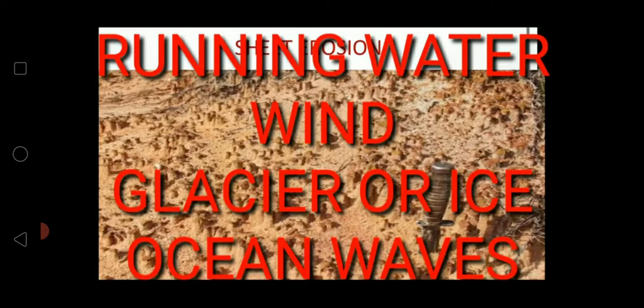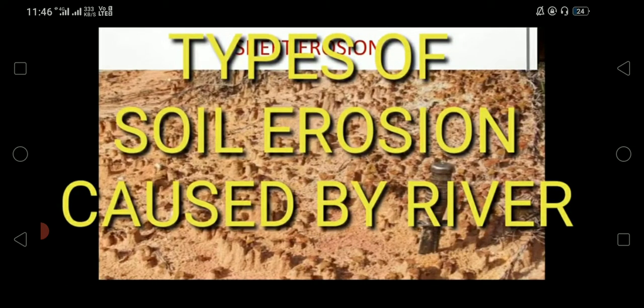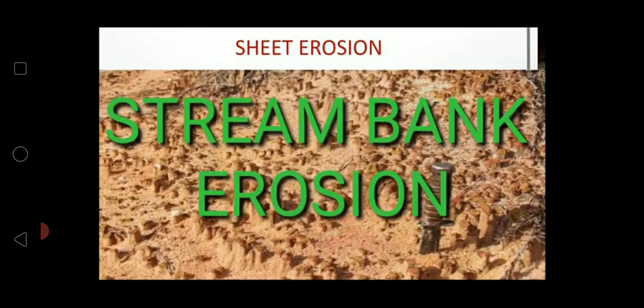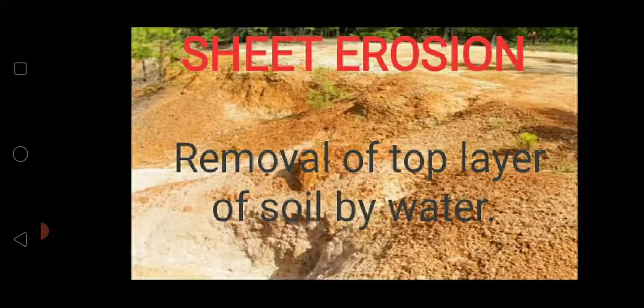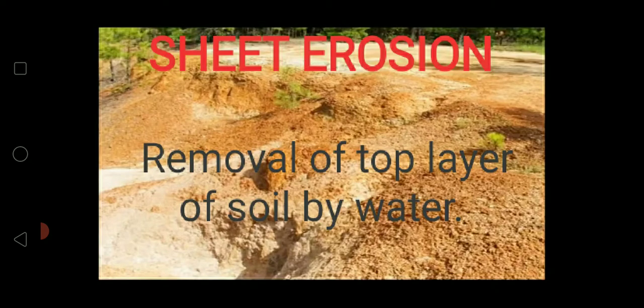Now, coming to the types of soil erosion. We are going to discuss first the types caused by the river, or basically water erosion. It includes sheet erosion, stream bank erosion, gully erosion, and rill erosion. These are the four types. Now let us come to sheet erosion.